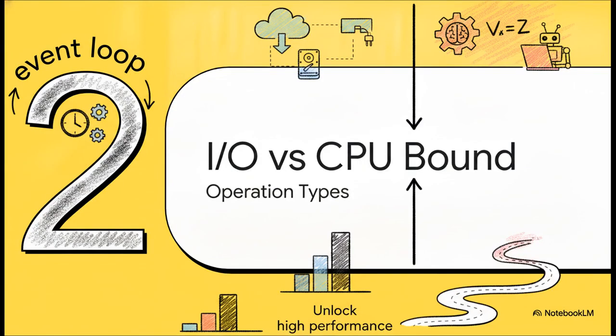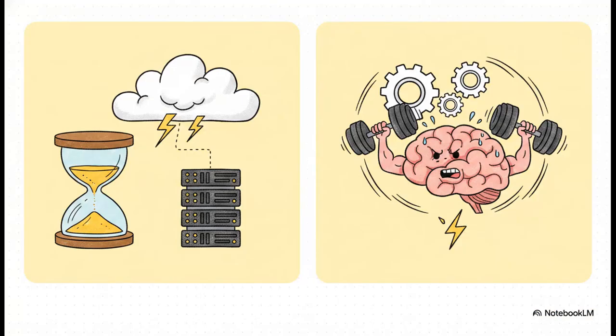Moving on to a really crucial distinction, I/O versus CPU-bound operations. Let's break these down. The whole key here is understanding this exact comparison. On one side, we have I/O-bound operations. I/O just stands for input-output. This is when your code is just waiting. It's waiting for a database query to return, or maybe waiting for a network request to some external LLM API to finish generating text. During this waiting time, your server's processor isn't actually doing any heavy computation. It's literally just listening for a response.